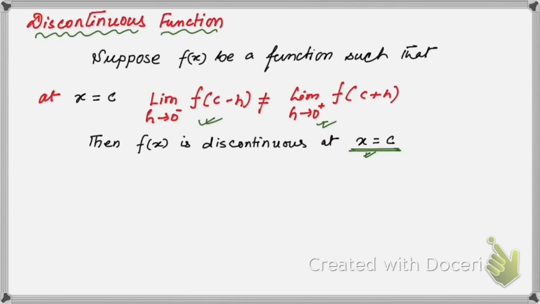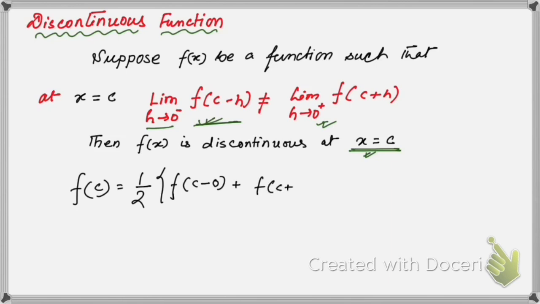In that case, the value of this function at the point x is equal to c, that value of f of x at c, will be given by the average value of the left hand and right hand limits, right? Average of the left hand and right hand limits. Okay.